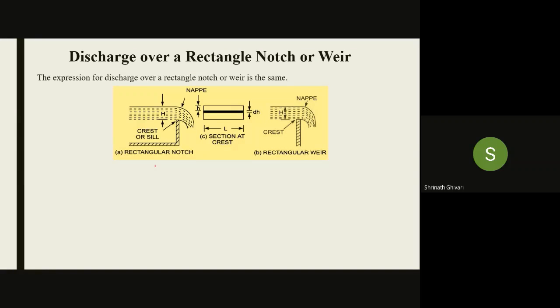So this is a notch. As I have told you, see here. This is a notch, a rectangular notch. If you are seeing it from the side view, but from the front view, it looks like this.